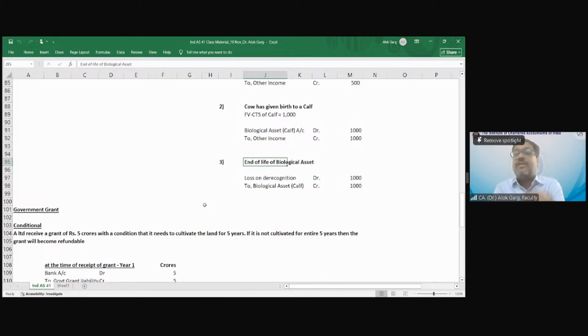Right. So this was the concept of biological asset and agriculture produce up to the point of harvest. Now, friends, I'll discuss the government grant later on. Before that, let's discuss some questions.